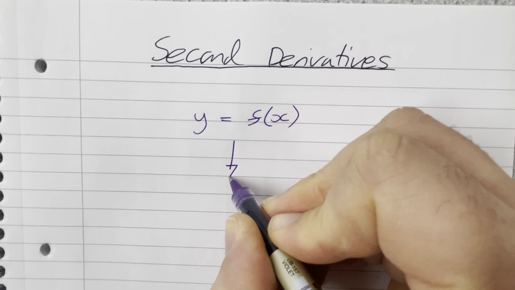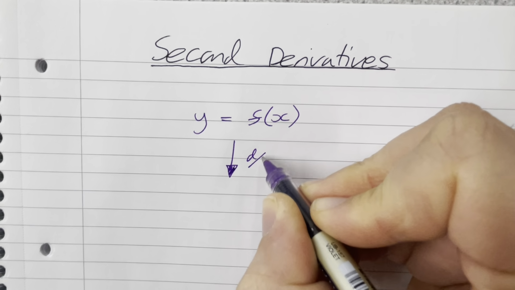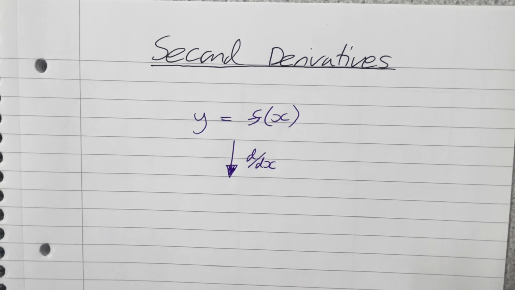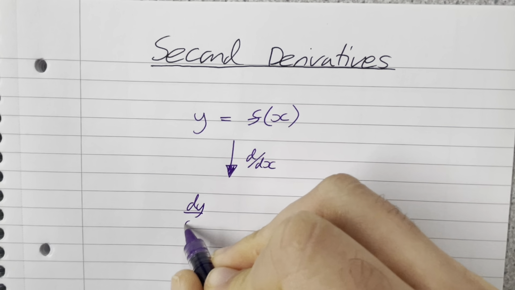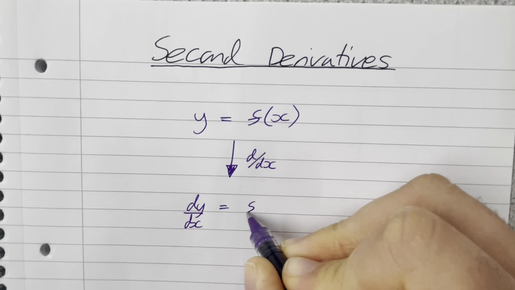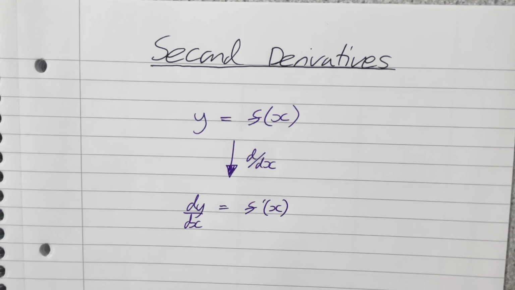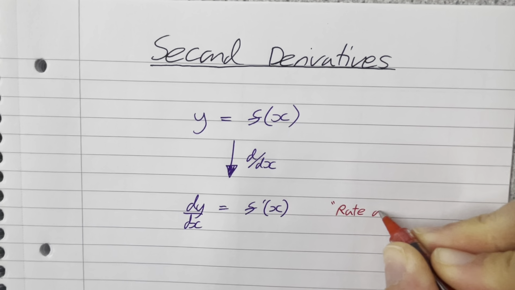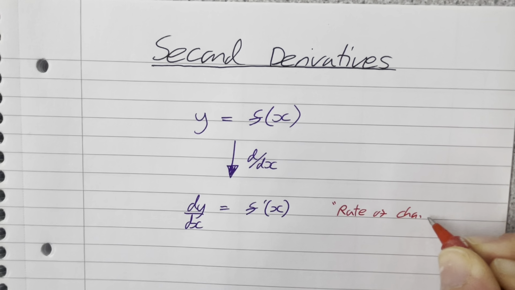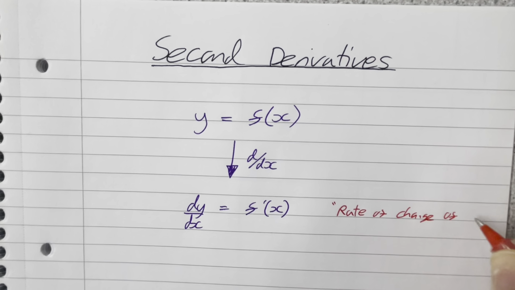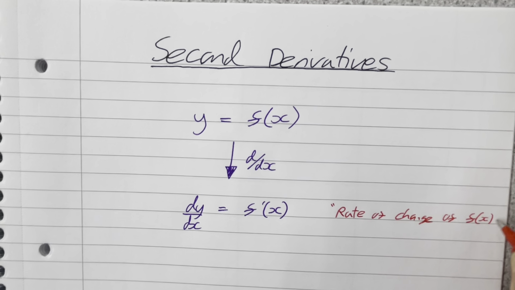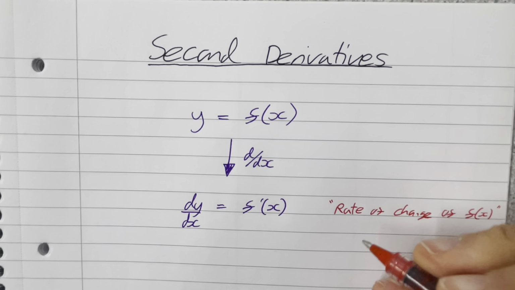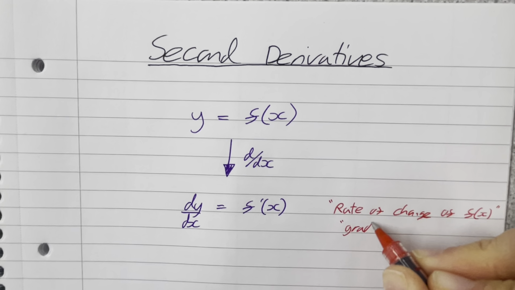Then what we can do is we can apply the differential operator to both sides of the equation, and we end up with dy by dx is equal to f primed of x. And what this represents is the rate of change of the function. Let me say the rate of change of f, or you might know it as the gradient function.